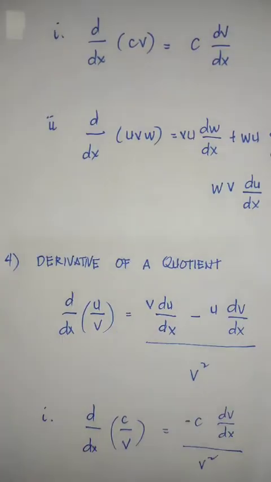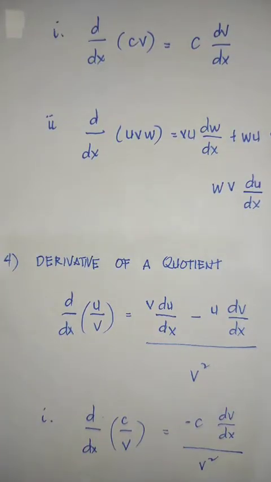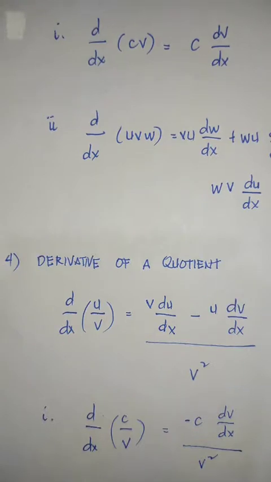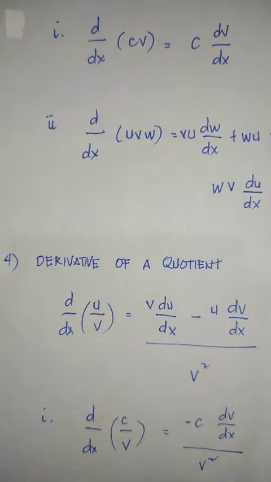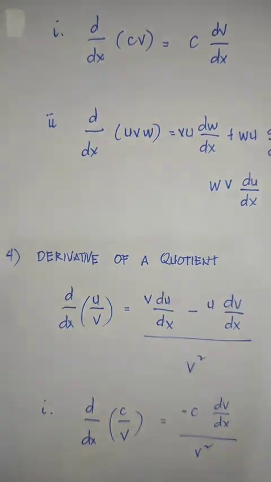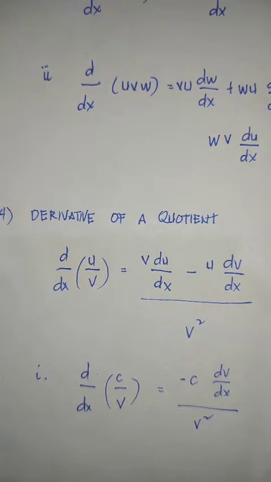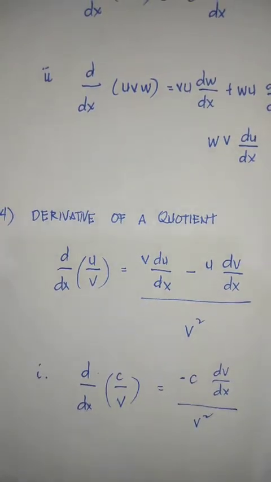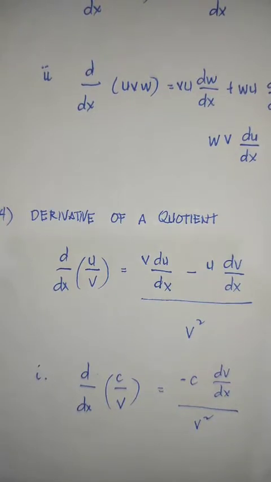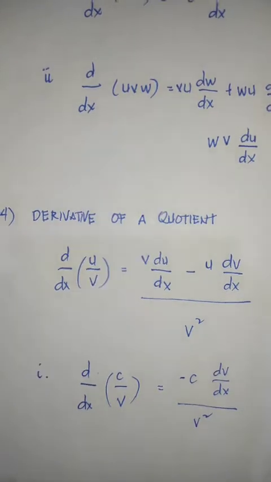So, derivative of quotient. Derivative of U over V is equal to V times derivative of U with respect to X minus U derivative of V with respect to X over V square. So, laging naka-square yung denominator. So, special case is constant divided by a variable. Magiging lang siyang negative C times derivative of V with respect to X over V square. Hindi pwedeng maging denominator ang constant, kasi once na maging constant yung denominator, magiging undefined.